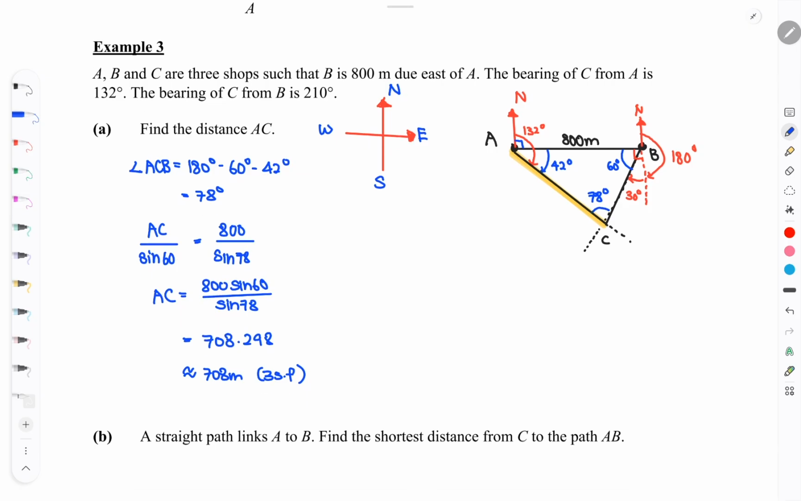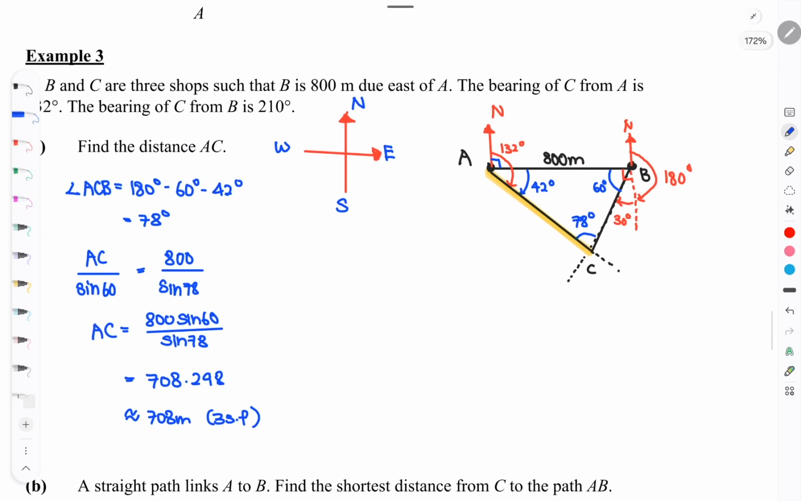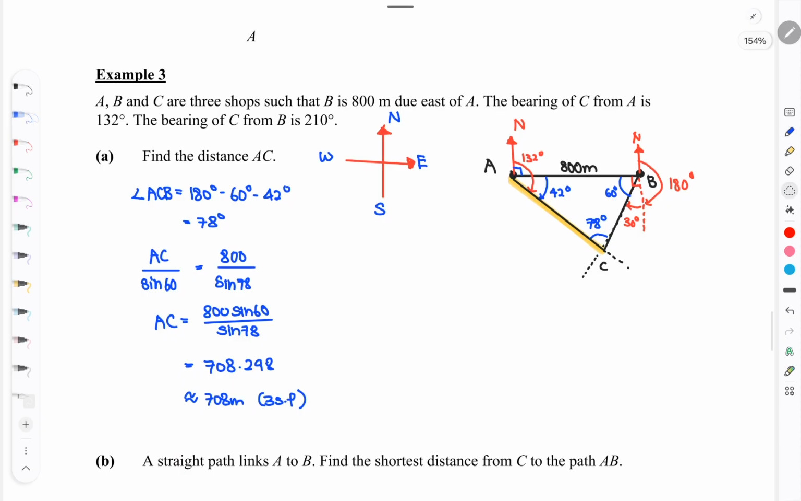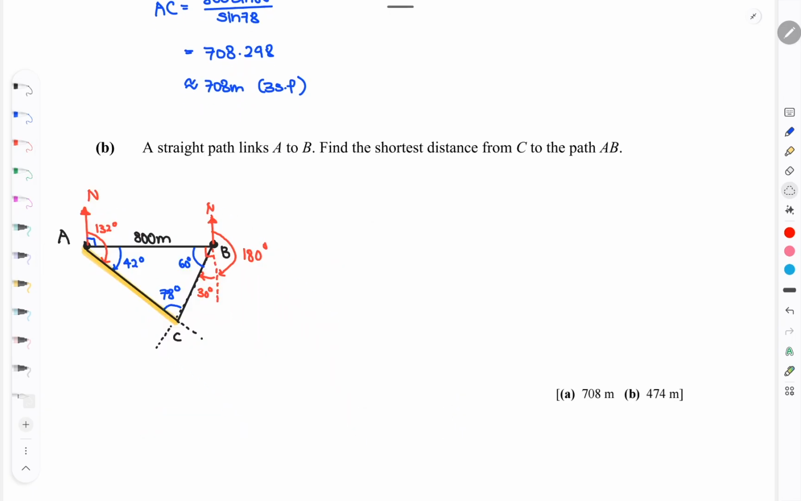Okay. Next one, part B. A straight path links A to B. Find the shortest distance from C to path AB. Okay, so let me copy paste this below. Okay, remember shortest distance, I will always have a right angle on the straight line. Okay, and then I will draw straight to point C.